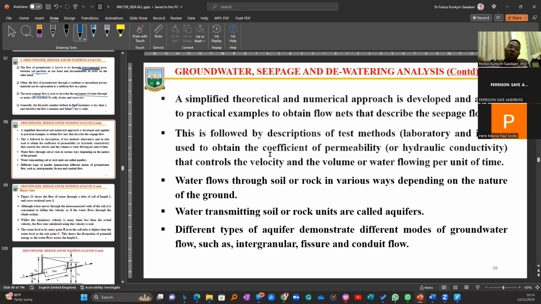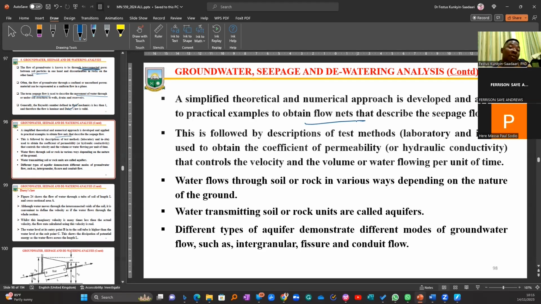When water is moving from a higher elevation to a lower elevation, or from one part of a building to another, people have come up with this seepage or flow net analysis to help us compute the pressure drops or the equipotentials as water flows through these mediums. And at some point, we are able to determine the rate of flow of water in a given medium. We are not going into the flow net activities for this class because it's not a soil mechanics class. Then this is followed by a description of test methods.